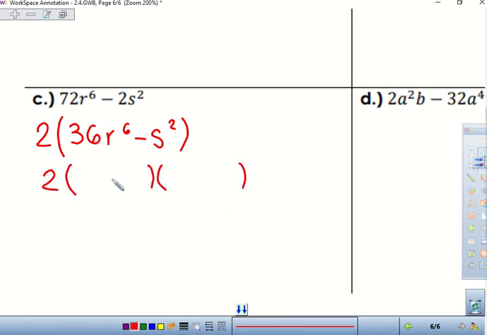So the square root of 36 is 6. The square root of r to the 6 is r to the third. So you basically just divide the exponent by 2 when you take the square root of an exponent like that. And then it's just going to be s.